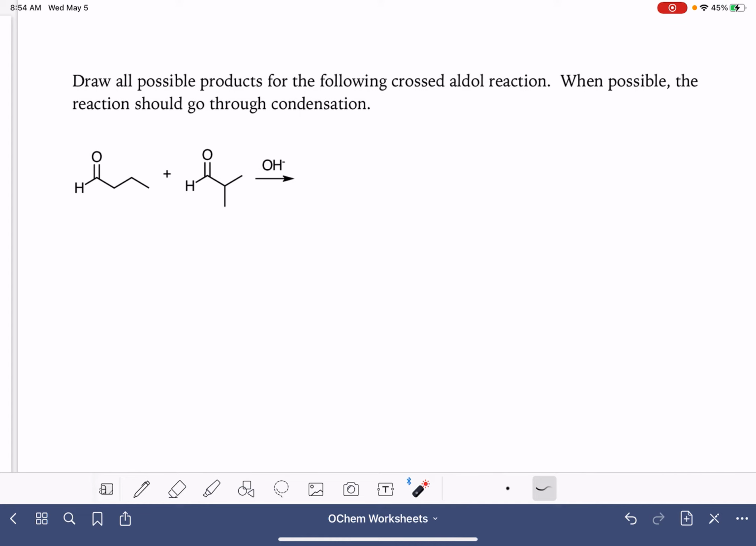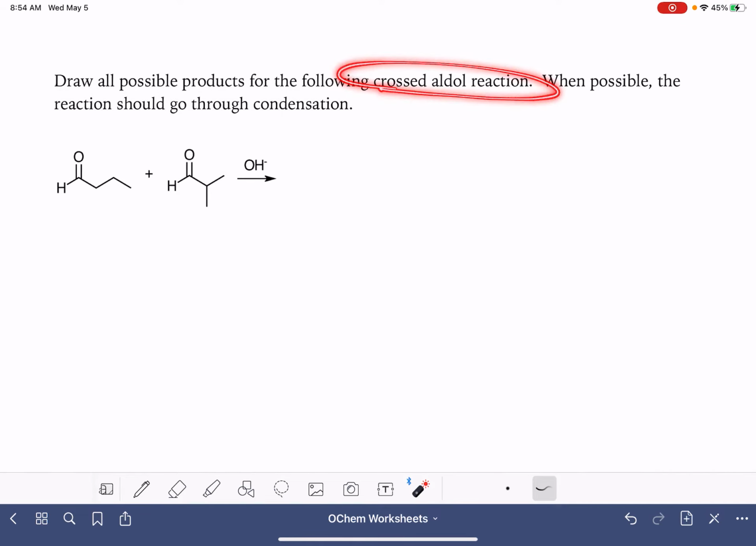Now, here is what we would call a crossed Aldol reaction. A crossed Aldol reaction is between two different types of aldehydes. This means that we have a lot more products. This is asking us just to draw the possible products. We don't have to really show the whole entire mechanism.